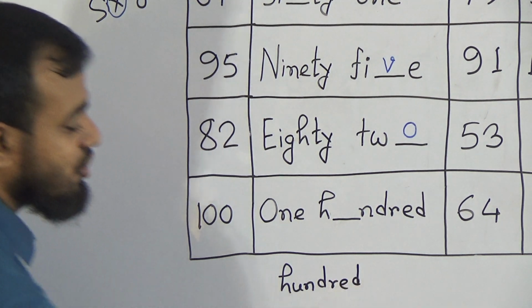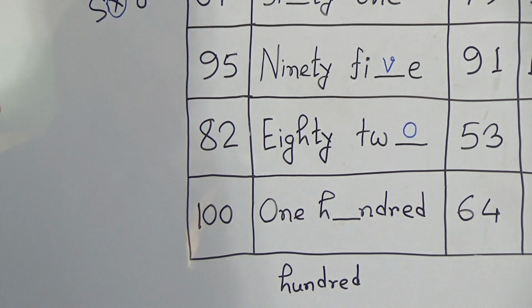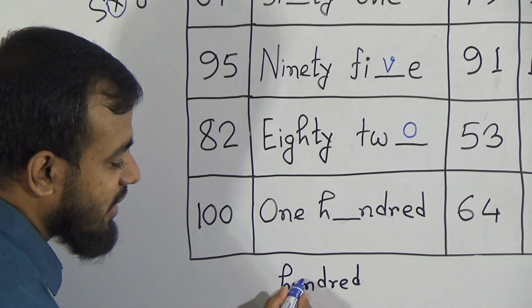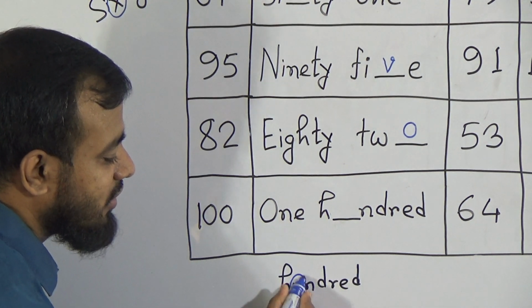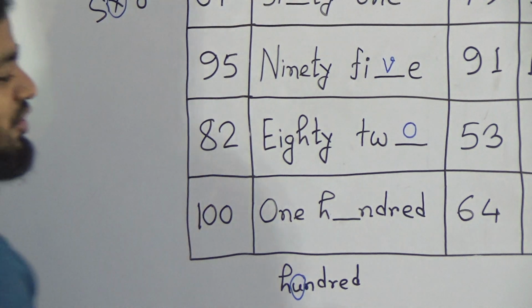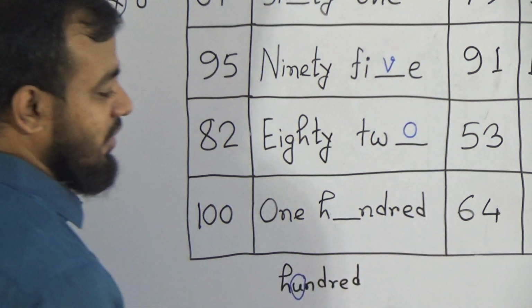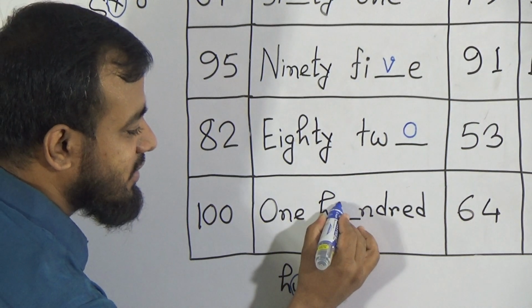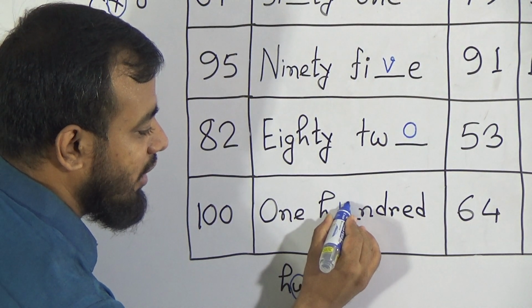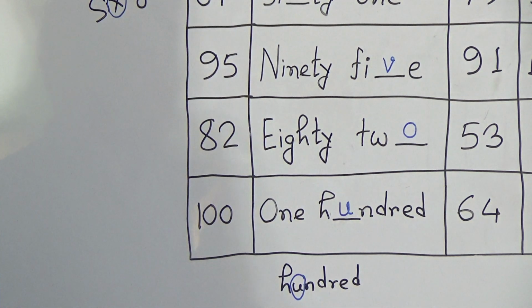H-U-N-D-R-E-D, 100. So what letter is missing here? It is the second letter, that means H-U. U is missing here. So here will be U, then it will be H-U-N-D-R-E-D, 100. This blank will be filled up with the letter U. I hope you have understood this, students.